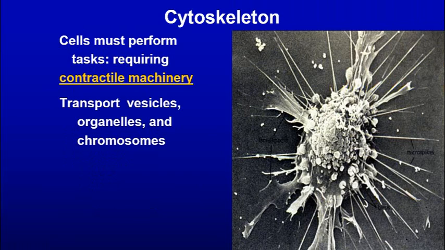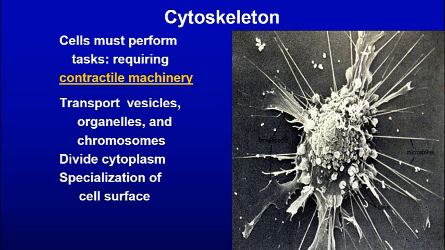So cells must perform certain tasks that require some kind of contractile machinery. Transport of vesicles is one thing. Movement of organelles, movement of chromosomes, division of the cytoplasm. You have cytoplasm pinching off at the cell division. Specialization of cell surfaces. And we see some of those pseudopodia projecting here and these microspikes for it to interact with the environment. And also cell motility.